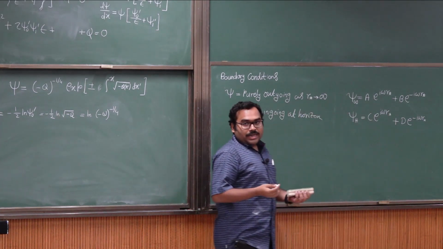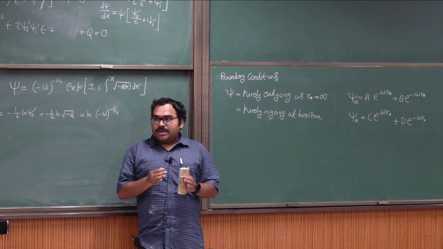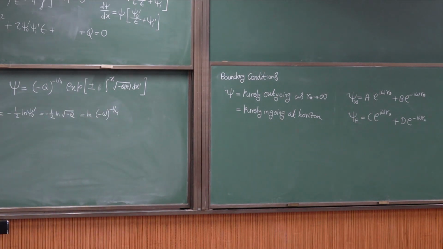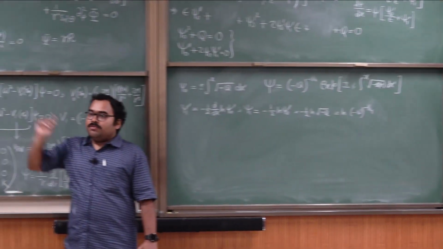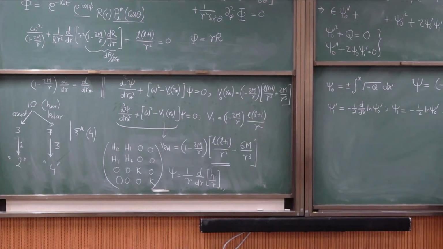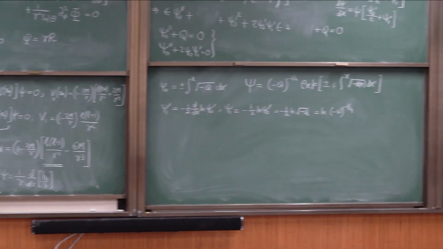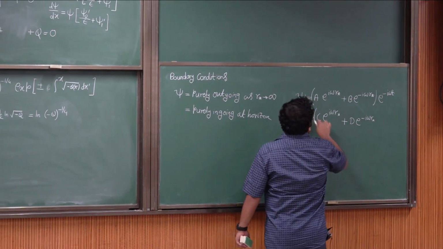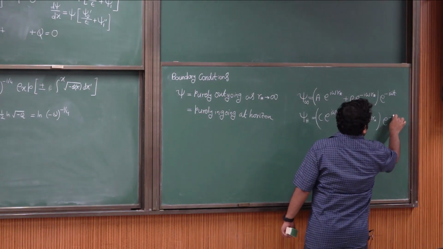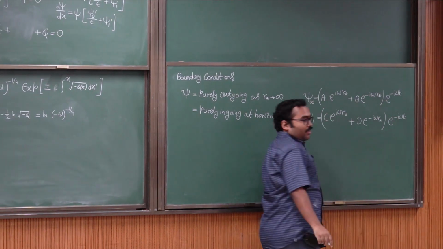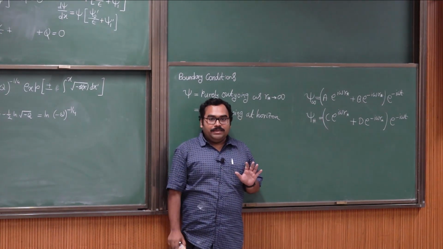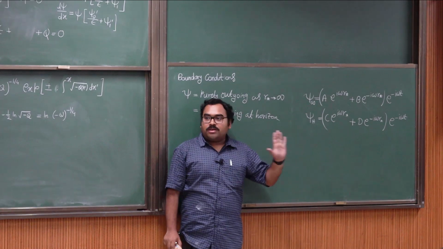But the total psi corresponds to the radial part times the time part, and the time part we have taken to be e to the power minus I omega t. So I should have this multiplied with e to the minus I omega t, and this one multiplied also with e to the minus I omega t. Now after you have multiplied, you are asking how do I identify that a wave is ingoing or outgoing.